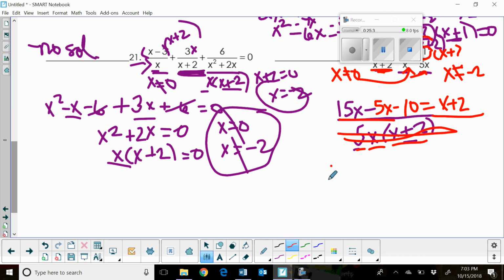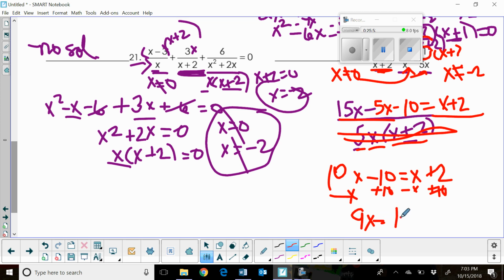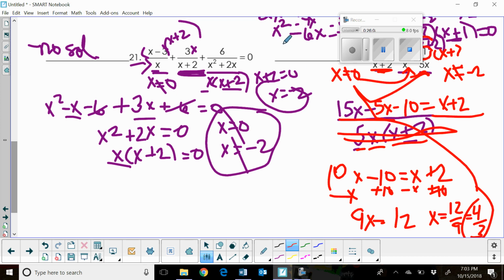Okay, so let's combine, and we get 10x minus 10 equals x plus 2. And then let's combine like terms. Let's bring the x's over, so that gives us 9x. And bring the positive 10 over. Let's bring that 10 to the 2. Get our constants on the other side, so 12. So x equals 12/9. Well, guess what? We can reduce that by 3. So that's going to be 4/3. Now, was 4/3 one of our extraneous solutions? No. So 4/3 is the one and only answer we have.